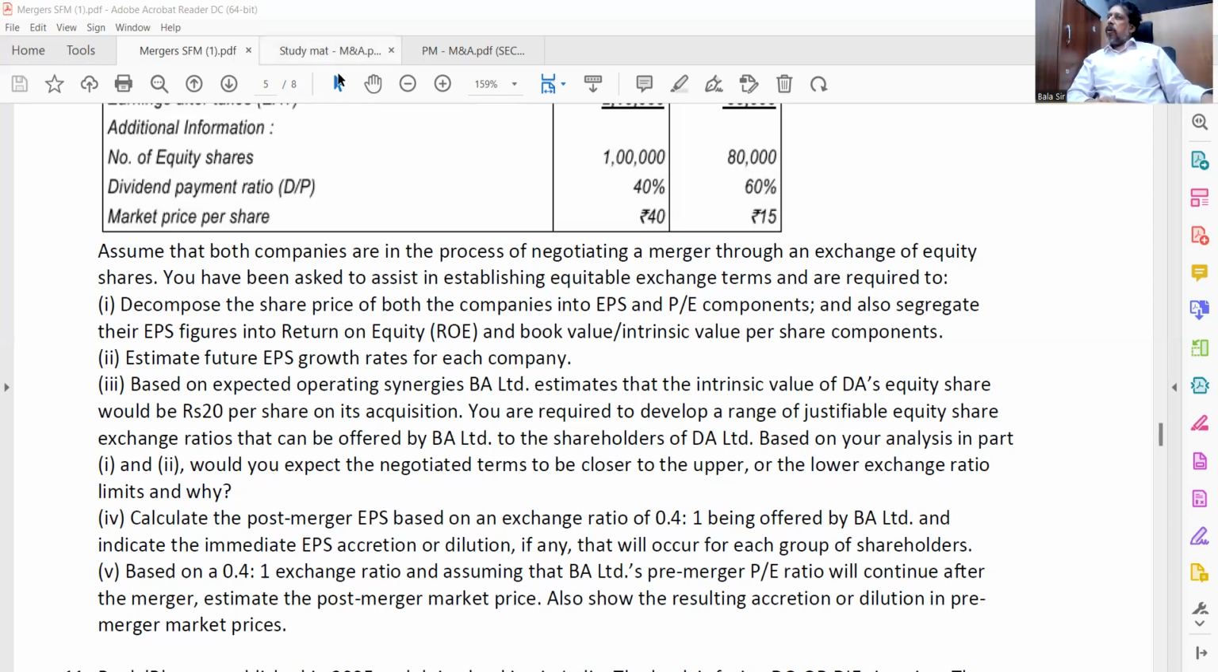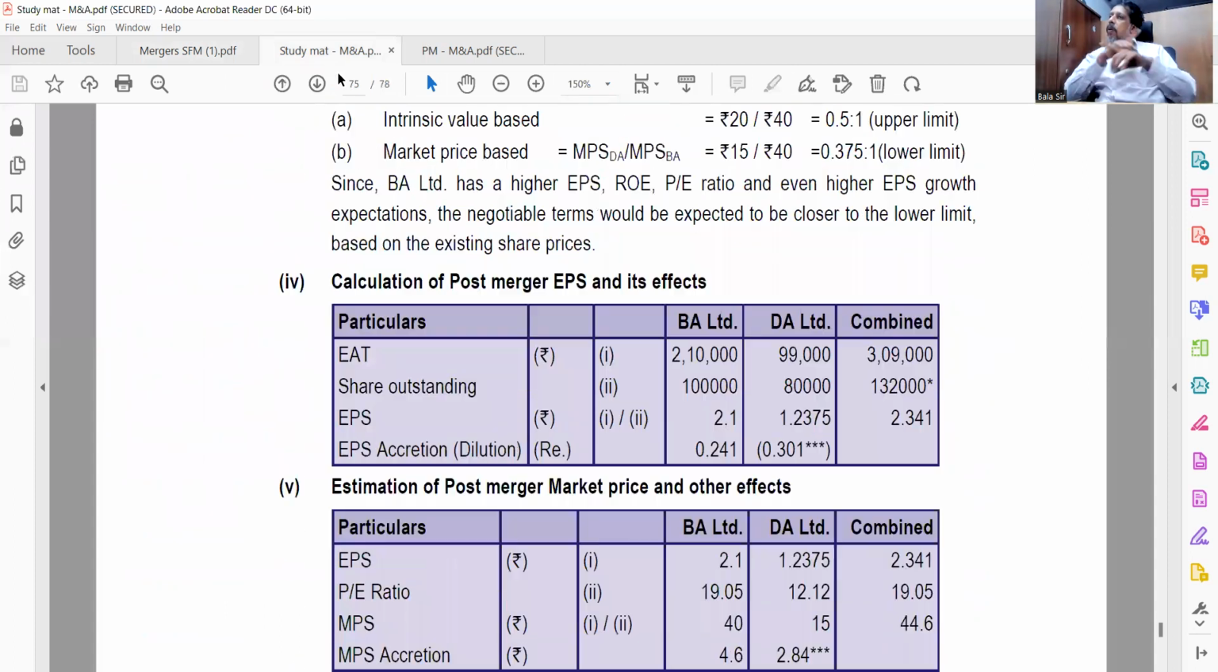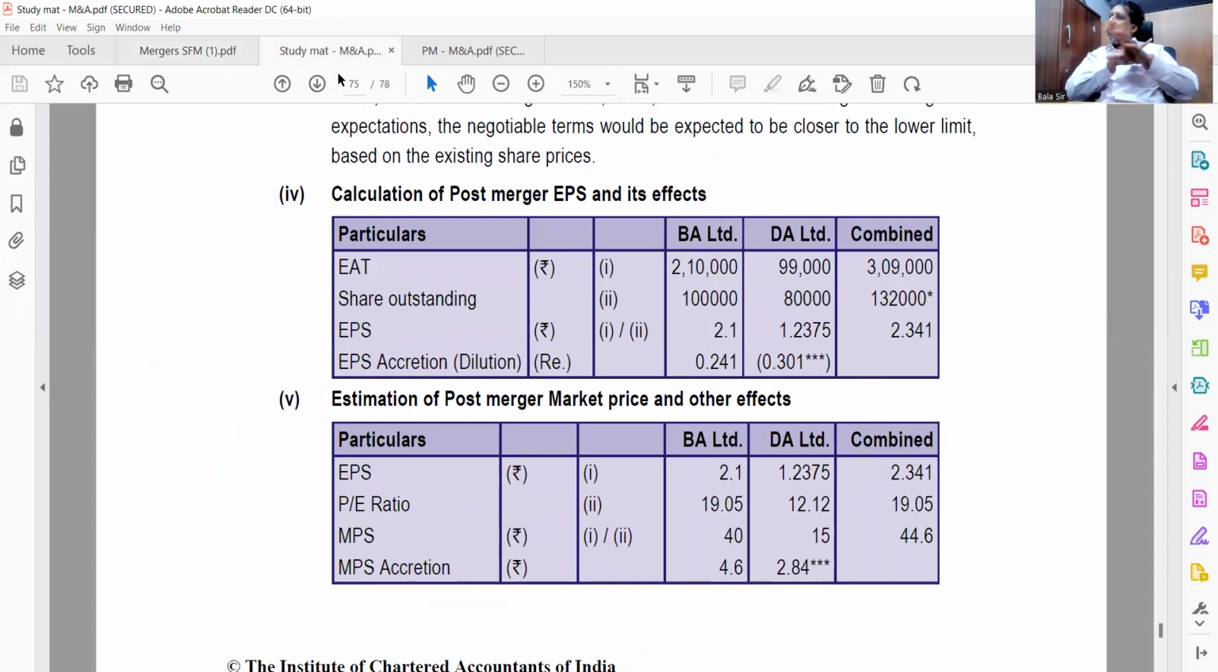Now refer to the solution out there. He would have made a 4-column table. I will read the numbers in this table, okay? It's a nice way to present your answer. The column heads are particulars, second column BA, my company, and DA, your company. And the last column is combined, that is post acquisition. I'm going to include your company in my company, right?